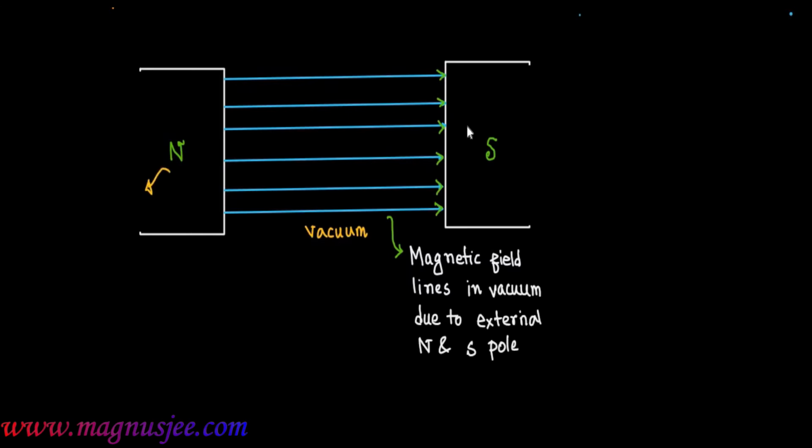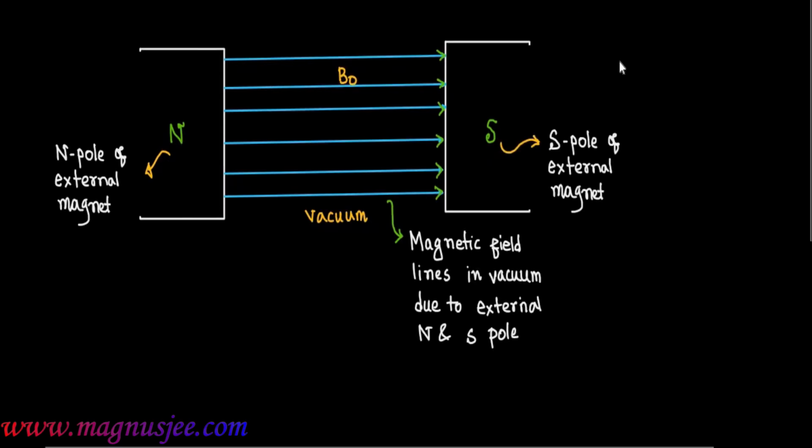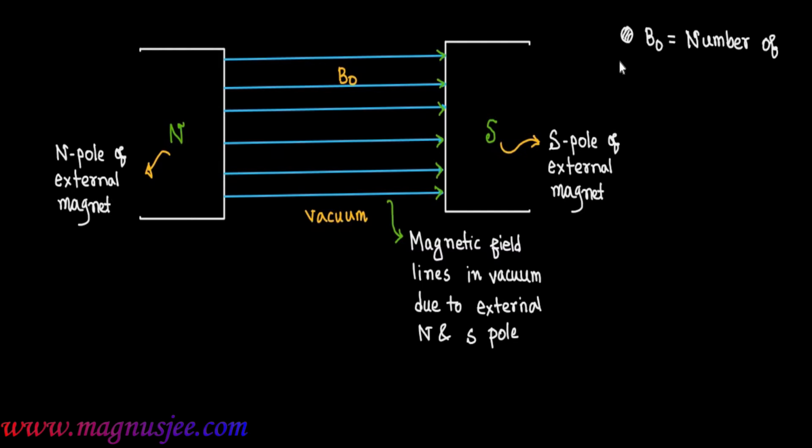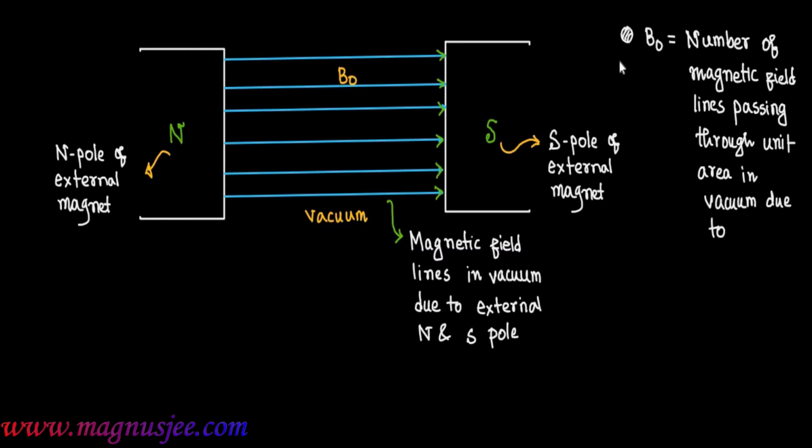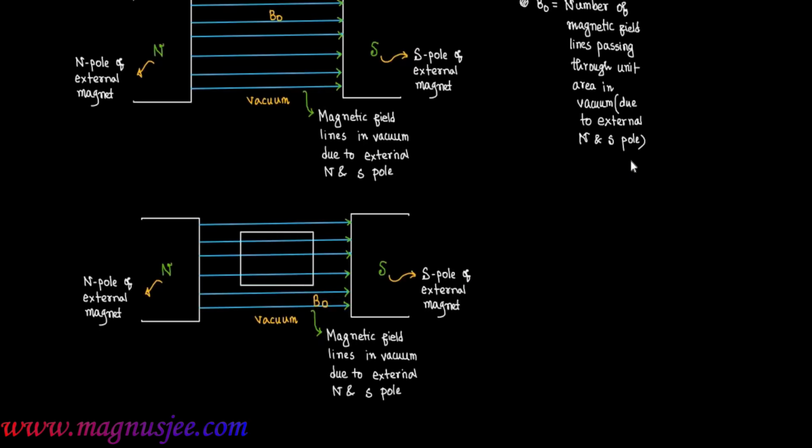This is the north pole of an external magnet. On the right hand side we have the south pole of the external magnet. B0 is the number of magnetic field lines passing through unit area in vacuum due to the north and south pole of the external magnet.